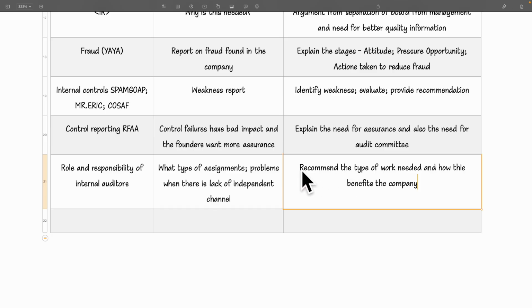So you might recommend the type of work to be done, like maybe not doing value for money, but do system audit and all that. Now, how does it help the company is maybe reduce the risk of mistakes and also increase the reliability of the financial systems. That's the issue there.